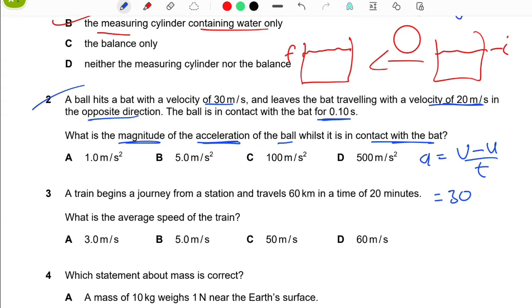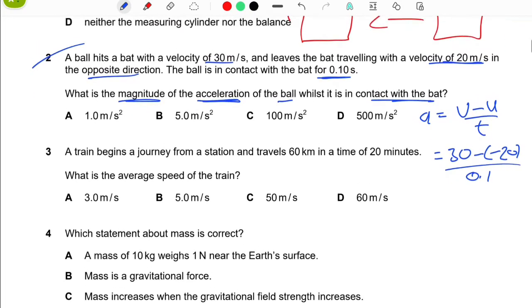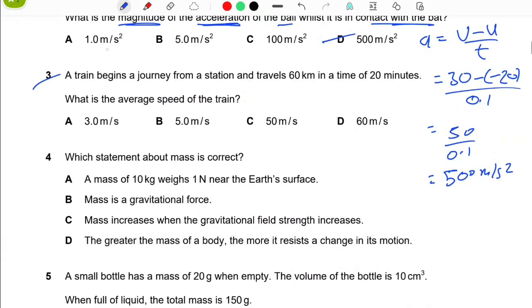They have mentioned opposite direction, so you will have to add a negative sign to 20 meters per second, because if the ball is going from right to left, then they are trying to say that the ball is going from left to right, so we have to add a negative sign to it. And t they have mentioned 0.1 second. If they had given it in minutes, then we would have to first convert minutes into seconds. So this will be 50 divided by 0.1, which is equal to 500 meters per second square, and there is option D. There you go. So now let's move to the third question.